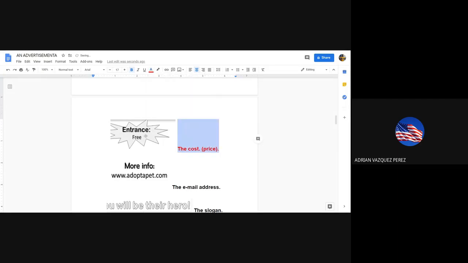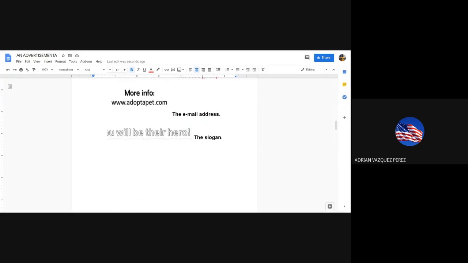Then we have for the next section, which is the cost or the price. But in this case, the entrance is free. También tenemos el costo o el precio para ingresar, pero en este caso dice que es free. Free quiere decir gratis, ¿verdad? But also, in this kind of event, has two more options that we didn't see on the previous lessons, which is this information.